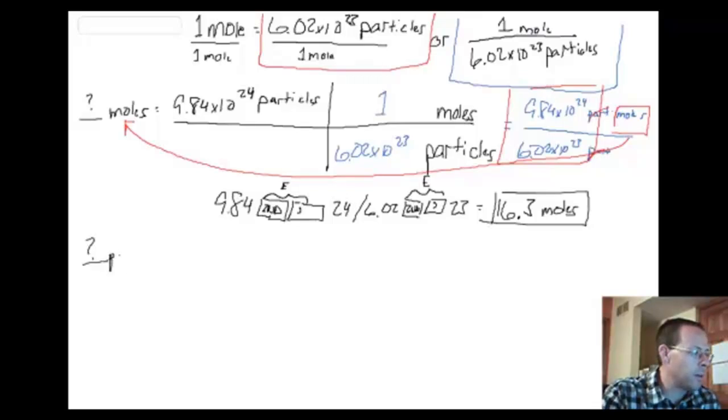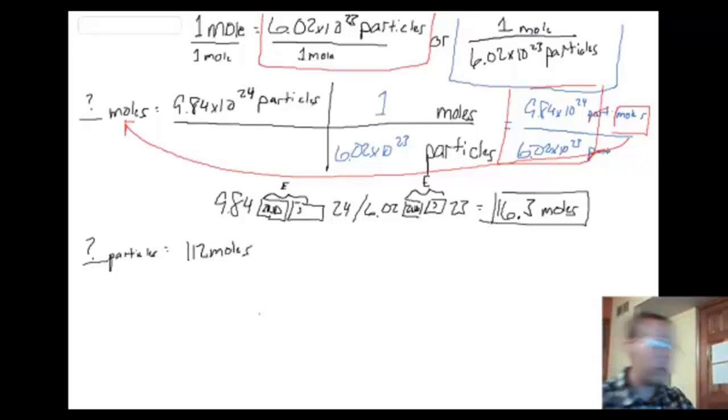The other way we can do this is, I might want to know the particles. So how many particles are in, let's say we had 112 moles of something. We are wanting to go from one unit to another unit. We want to go from moles to particles. If that's the case, we need to ask ourselves 2 questions. Start with what you know, and let your units be your guide.